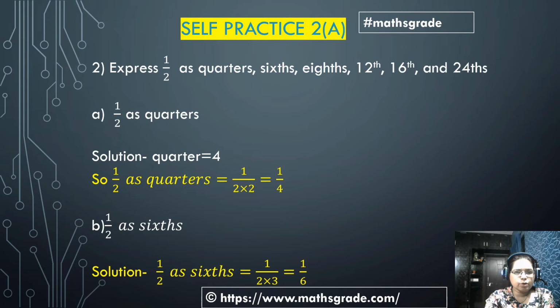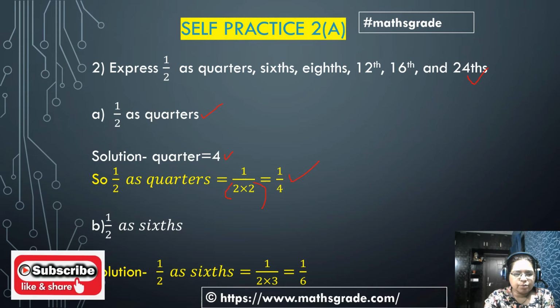Now we will solve question number 2, which is: express half in terms of quarters, 6ths, 8ths, 12ths, 16ths and 24ths. First we have to express 1/2 in quarters. We know a quarter is 4. So 1/2 is 1 multiplied by 2 in the numerator and 2 multiplied by 2 in the denominator. 2 multiplied by 2 is 4. So when we express 1/2 in quarters, we get 2/4.